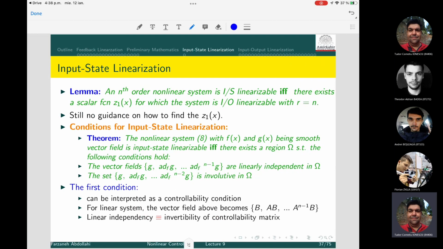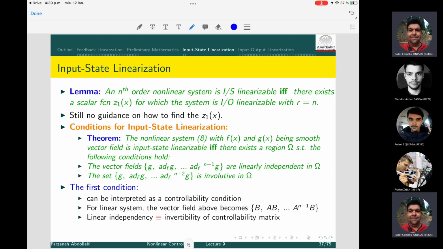Okay. Input-to-state linearization. An nth-order nonlinear system is input-to-state linearizable if and only if there exists a scalar function z1(x) for which the system is input-output linearizable with the relative degree r equal to the dimension of the system n. Okay? This lemma is qualitative, not quantitative. We can neither compute the coordinate transformation nor the controller.